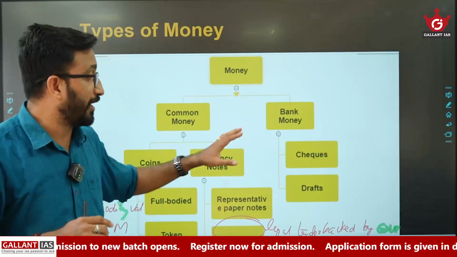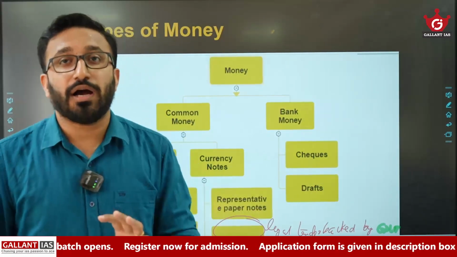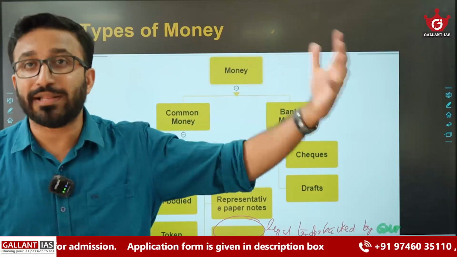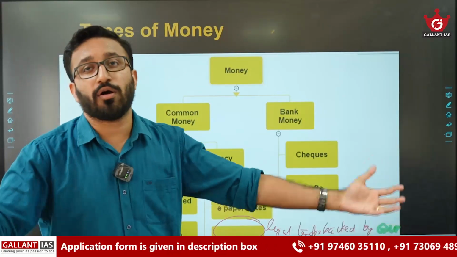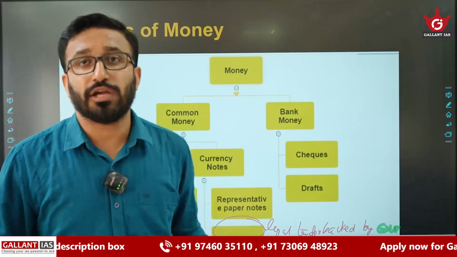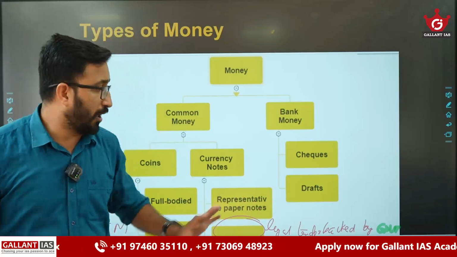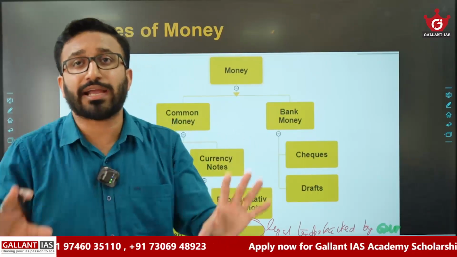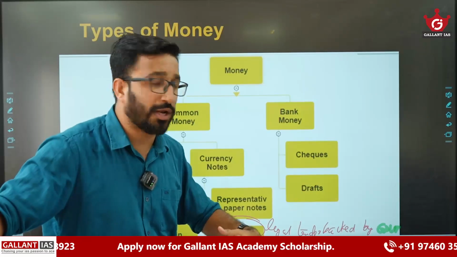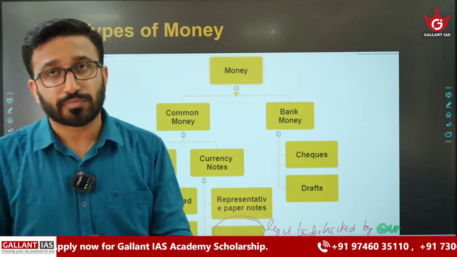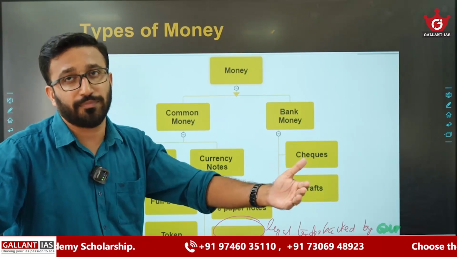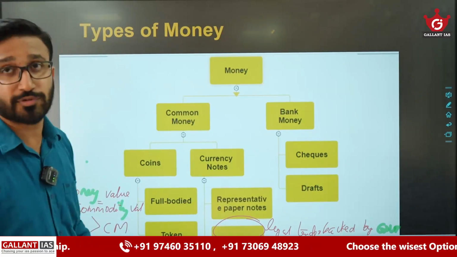But in the case of demand draft, the backing is given by the bank, because I need to prepay the amount to the bank, and only after I pay the bank will they issue the demand draft. So the basic difference is this. A check is backed by an individual, or it is supported by an individual, and a demand draft is backed by the bank upon payment from that individual. So these are the different types of money.